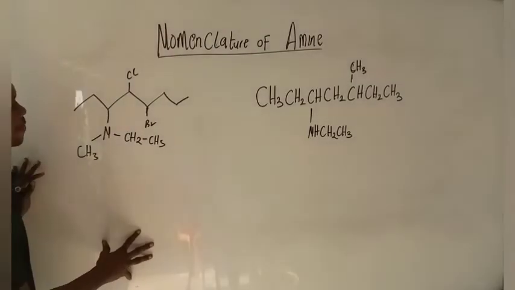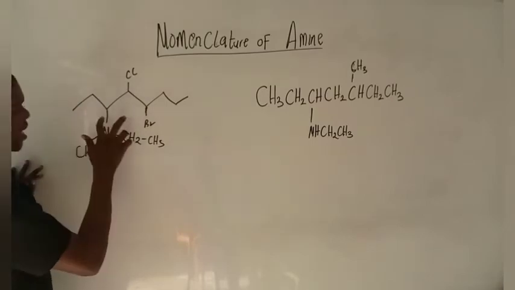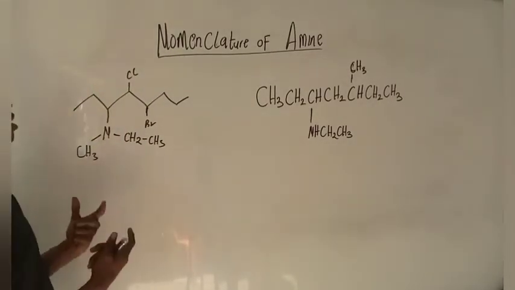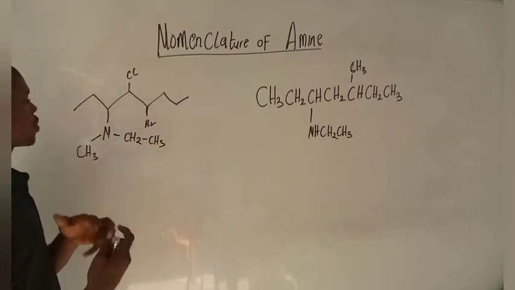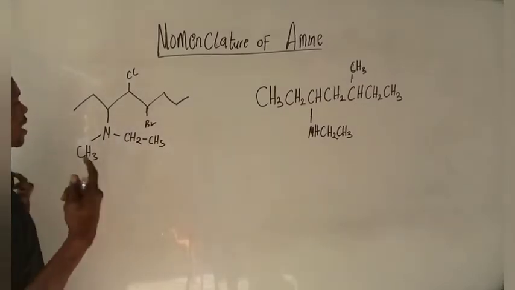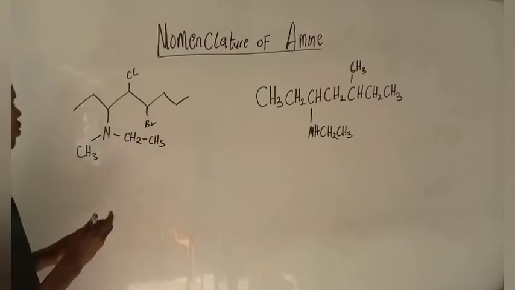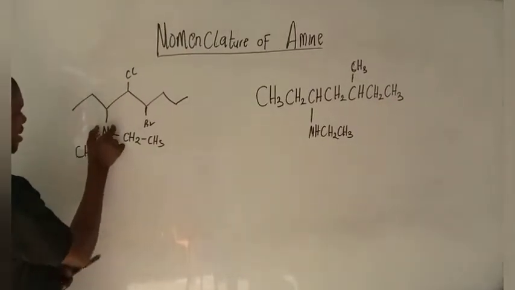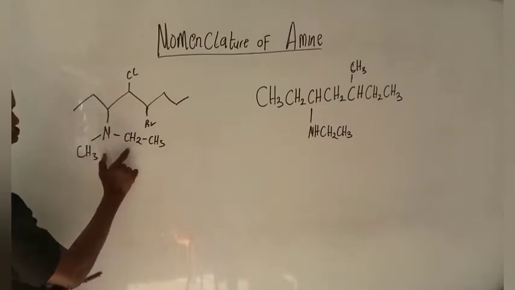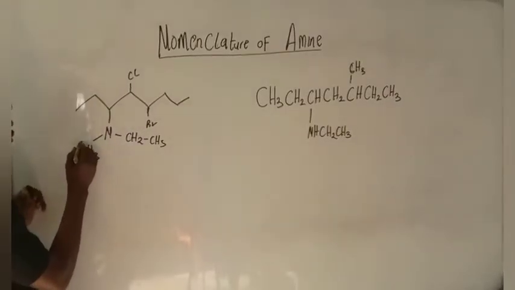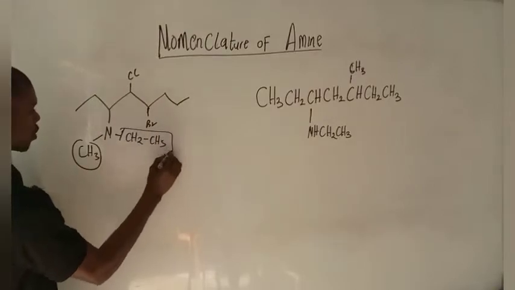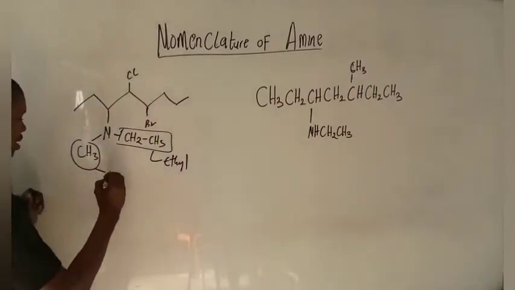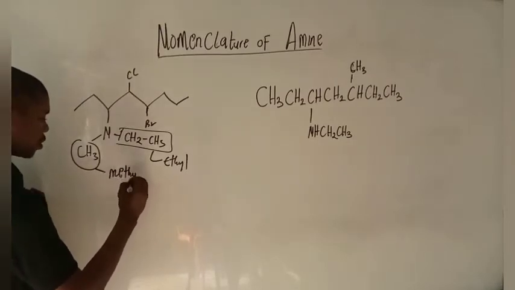So now let's look at another one. How do we name this one here? Let's focus on this one. This one is a little bit more complex than the ones we have been naming, so I would like you to pay close attention. The main reason why it's complex is because both the parent chain and the nitrogen itself are carrying substituents. The nitrogen is carrying 2 substituents, the ethyl and the methyl, right?